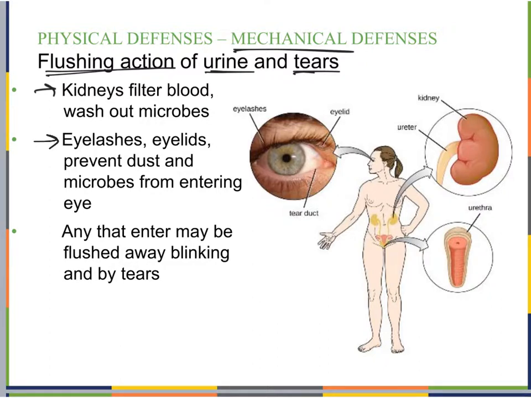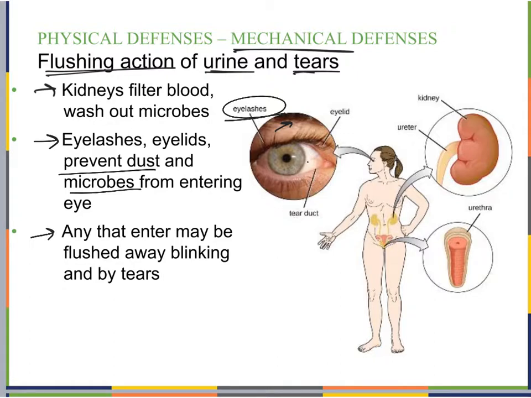So then also we have our eyelashes. Our eyelashes here are one way that we are mechanically removing things. It's also a physical barrier. We can get stuff stuck in our eyelashes and also our eyebrows. So the reason we have eyebrows, the reason we have eyelashes is to prevent things from getting into our eyes, and that includes pathogens. So if pathogens get stuck in our eyebrows, get stuck in our eyelashes, then we're hoping that they don't get to our eyes. So they prevent dust and microbes from entering the eye. And then any that enter may be flushed away by blinking and tears.